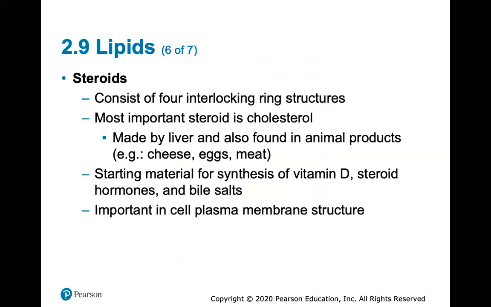Lipids, so we're gonna keep going talking about steroids. Steroids consist of 4 interlocking ring structures. What I want you to remember about steroids is that the most important steroid in the body is cholesterol. It's made by your liver. It's also found in animal products like cheese, eggs, and meat. Steroids are the starting material for synthesis of vitamin D, other steroid hormones, and bile salts. So that's why steroids are important, and they're also important in cell membrane structure.